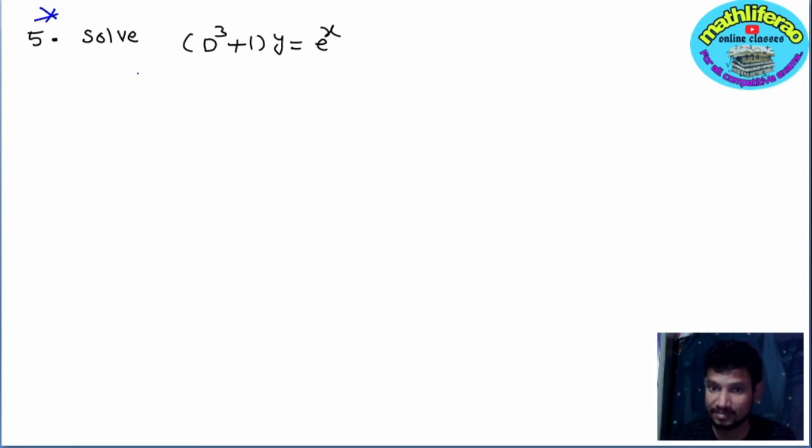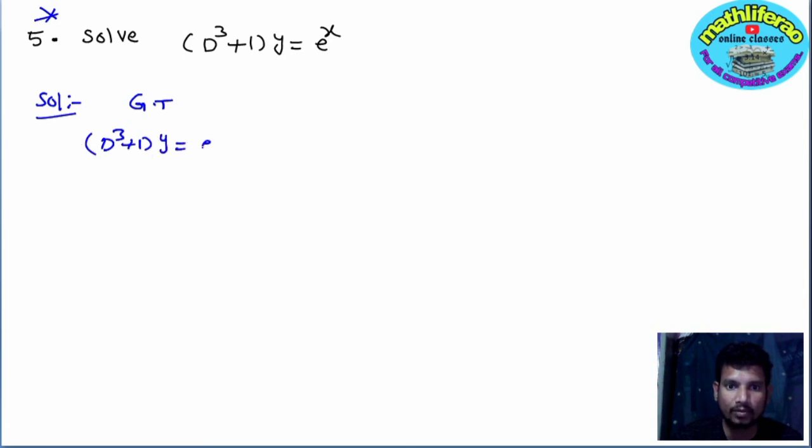Next question. Solve (D cube plus 1) y equal to e to the power x. We already learned the complementary function in the last part for D cube plus 1. Now the solution: the equation is in the form f of D into y equal to Q of x.